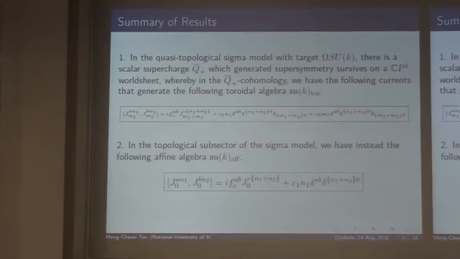So because these two circles are very different. One is the target space, the other lives on the worldsheet.